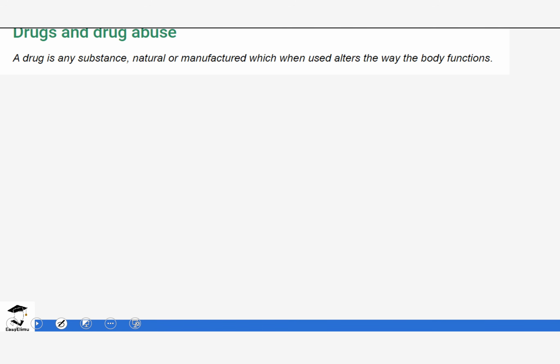Next, we are going to look at drugs. Drugs also is something that we are going to discuss in chemistry. A drug is any substance, natural or manufactured, which when used, alters the way the body functions. So anything that is taken, it can be made by man or it can be naturally made by nature. If you take that and it alters the way your body functions, we call that a drug.